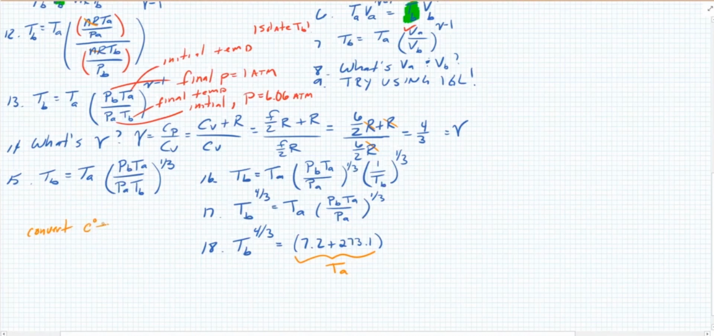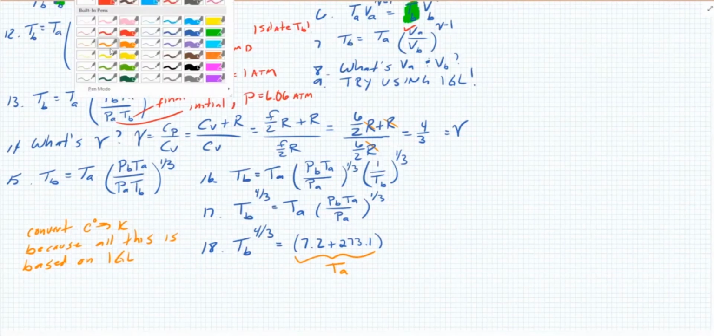from degrees Celsius to Kelvin because all of this is based on the ideal gas law. So this adiabatic temperature volume relationship is part of that derivation. And you'll see this. Part of it is the ideal gas law. And as soon as you use the ideal gas law in any derivation, that tells you you've got to use Kelvin because that's the basis for the ideal gas law. All right, so this is my temperature at A after I do my conversions. That's how you do the conversion from Celsius to Kelvin.